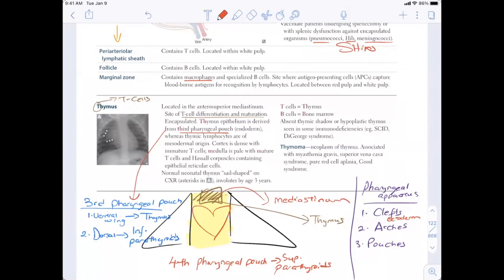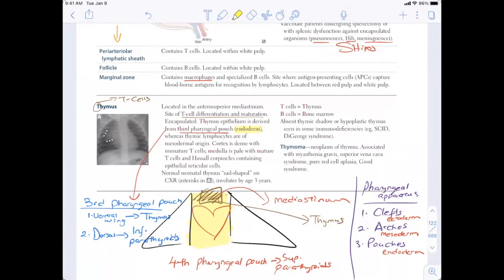The arches are in the middle, so they're going to be mesoderm. And the pouches are on the inside, so they're going to be endoderm. So if I talk about the thymus, then you must make the connection that the thymus is derived from endoderm. So First Aid sneaks it in right there, but there's more to that story.